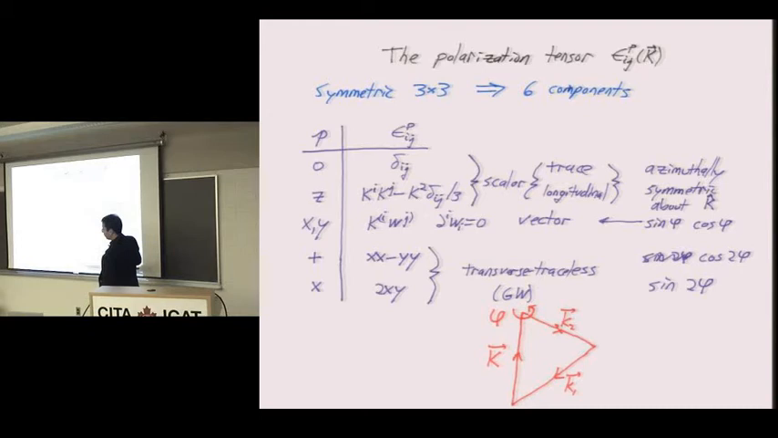modes that depend on this azimuthal angle phi with either a cosine or sine 2 phi dependence for a tensor perturbation, sine or cosine phi dependence for a vector perturbation, or no azimuthal dependence for a scalar perturbation.